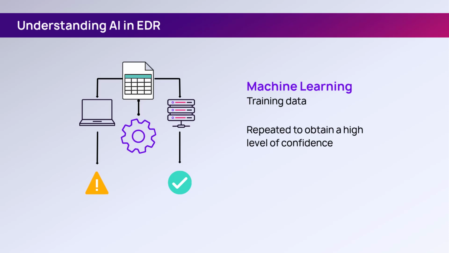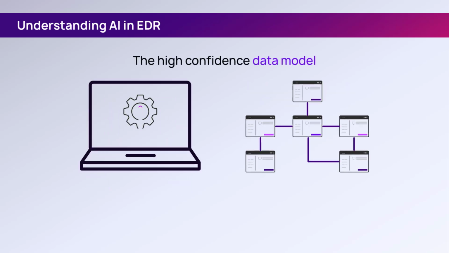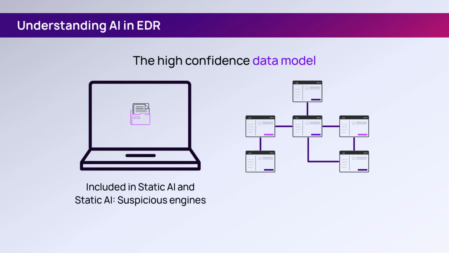Once the program learns what is likely to be harmful, the process is validated with a new data set that has known outcomes. Data validation repeats numerous times, as the process is fine-tuned, new parameters set, and higher levels of confidence obtained, resulting in a data model. The final data model is deployed through the agent and used to evaluate real-time traffic on endpoints. This data model is part of the static AI and static AI suspicious engines.